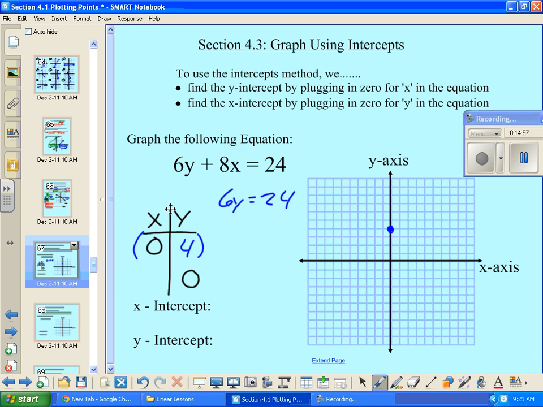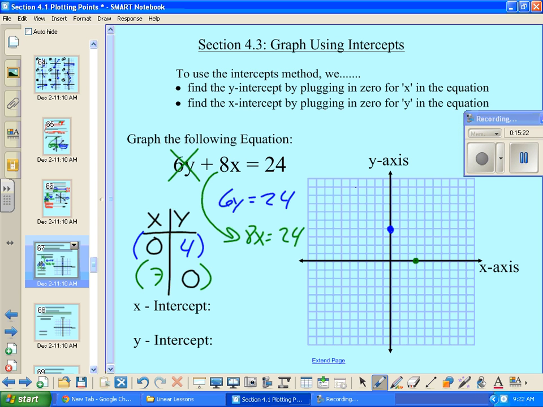In my table, it says I still have to plug in 0 for y. So I'm going to put 0 in right here and see what I get when I solve the rest of the equation for x to find the x-intercept. I'm just going to cross that off because 6 times 0 is just going to give me 0, so that's going to go away. All I'm going to be left with is 8x equals 24. Divide both sides by 8, so x is going to be 3. There's my x-intercept, 3, 0.